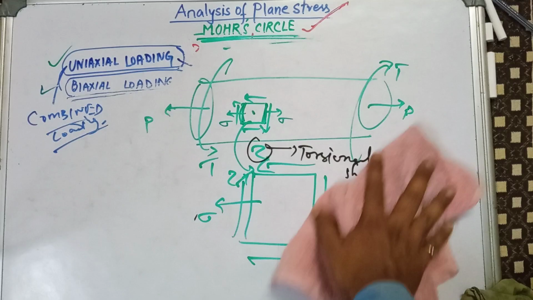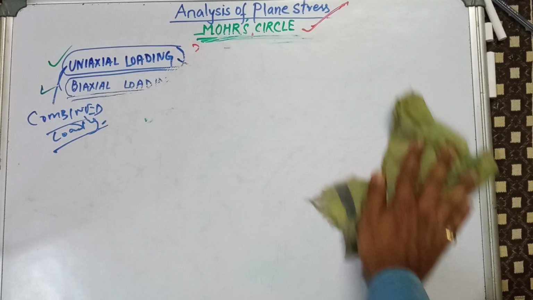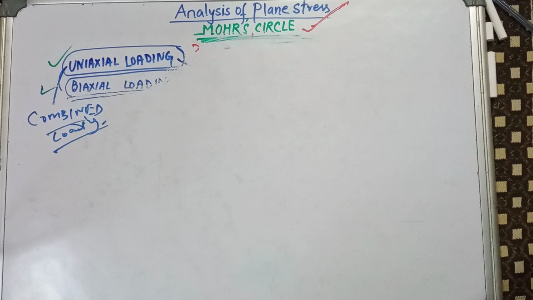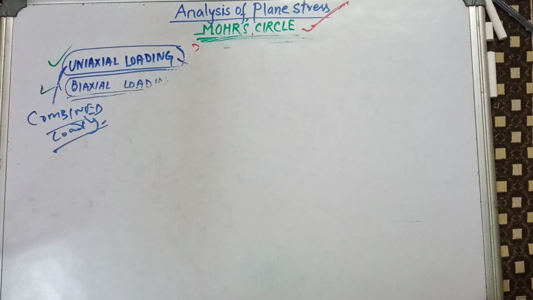Whether we get a uniaxial loading, a biaxial loading, or a combined loading, where shear stress is also acting at the cross-sectional planes. In case of biaxial loading, there was no shear stress in the cross-sectional plane. Shear stress was induced at some planes which are not the cross-sectional planes. But in case of combined loading, there may be shear stress present. There is, in fact, definitely shear stress present with the normal stress in the cross-sectional planes. Now, I will write the generalized formula for combined loading.